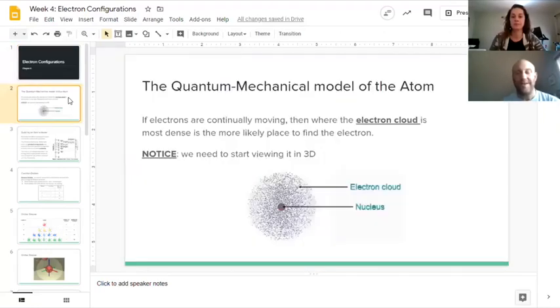Okay, so last week we talked about the Bohr model. This week we're going to talk about the quantum mechanical model. You've probably heard of the term electron cloud. We're going to assume that electrons are continuously moving, and where the electron cloud is the most dense, where you see the darker areas in that picture, is the place where the electron is most likely to be found. And we're going to have to start looking at the atom from a three-dimensional viewpoint.